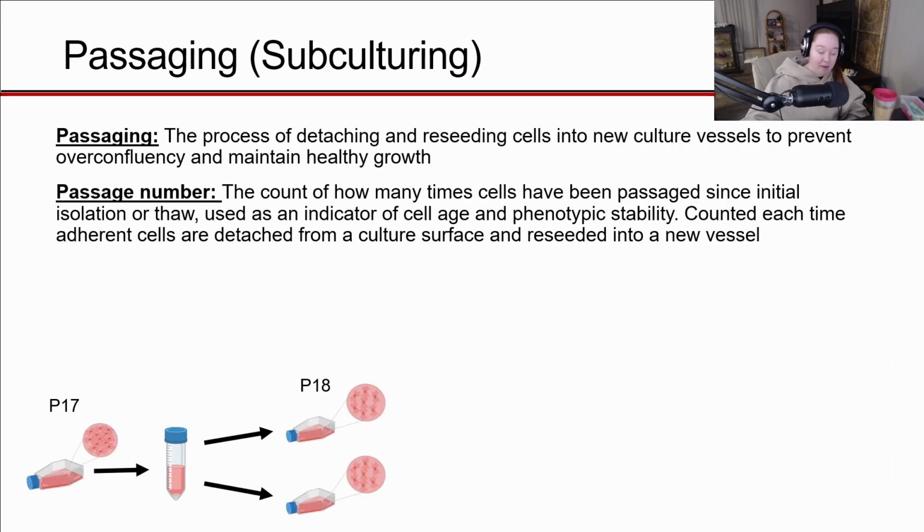In this video, we are passaging. Another term for that is subculturing. It is the process of detaching and reseeding cells into new culture vessels with an S to prevent overconfluency and maintain healthy growth. This is an integer number that's representative of how many times the cells have been split. So in this video, I was working with passage 17 cells. That means they've been split 17 times, which is a lot for a cell line.